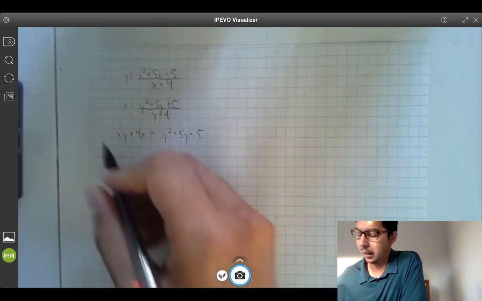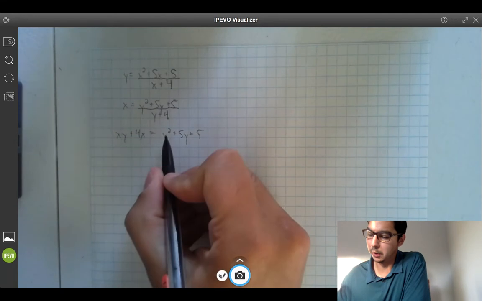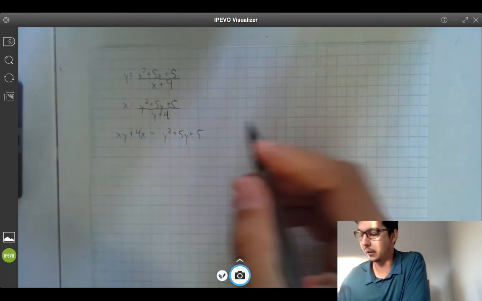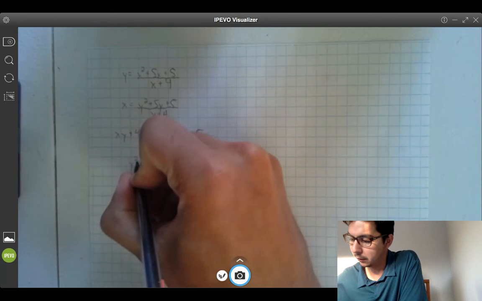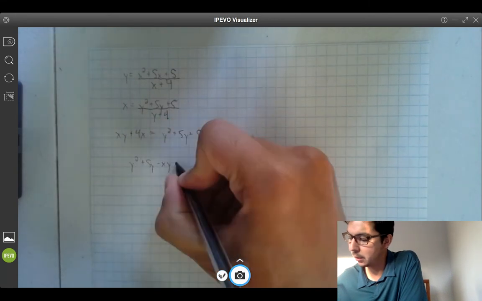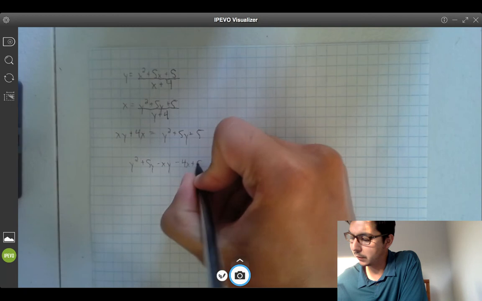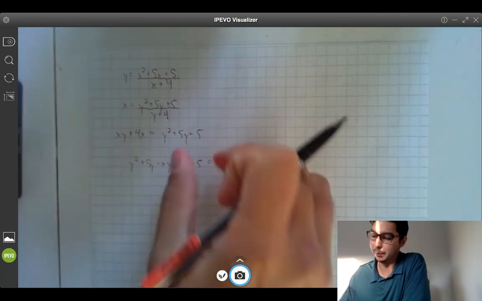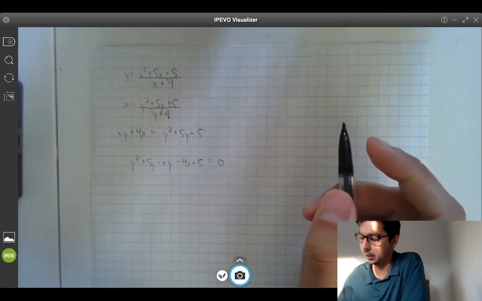Get everything to one side, because since this is a quadratic equation with the highest power 2, I'll use the quadratic formula. So then you'll have y squared plus 5y minus xy minus 4x plus 5 equals 0, where I moved all that to the left side, with the equals sign on the right.